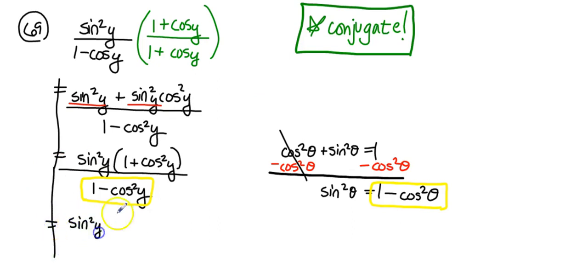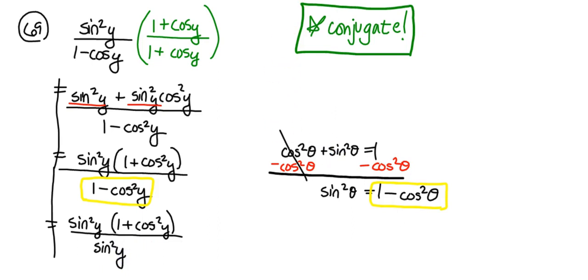The numerator stays the same. I haven't touched that. But now the denominator I can rewrite as sine squared y.